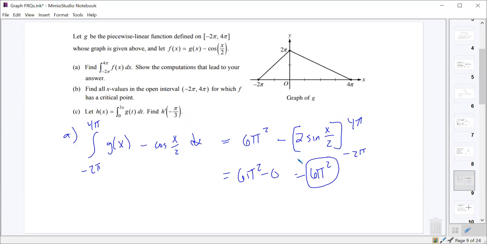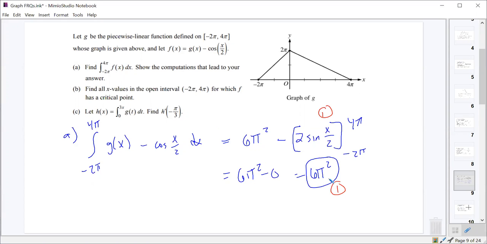So that's part A. And just to give people the point breakdown in case anybody was having difficulty with that, it was 2 points, one for the right antiderivative here, and one for the final answer there. Everybody good there with A? No.